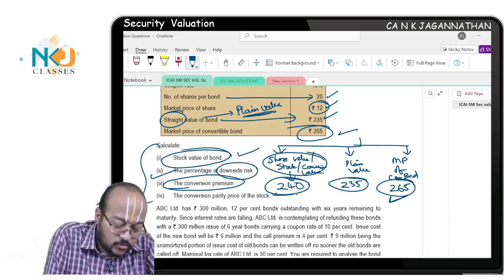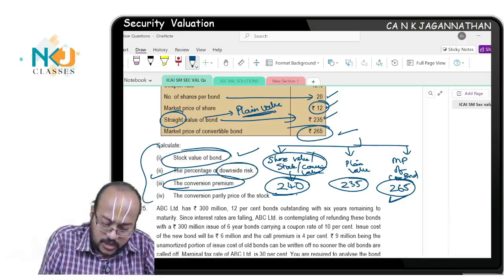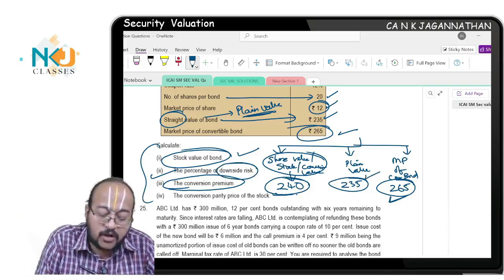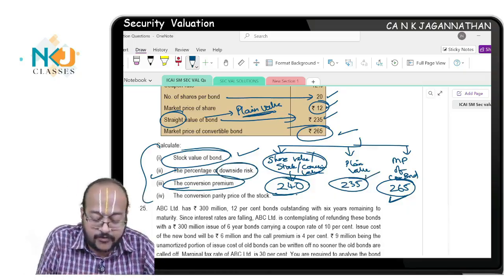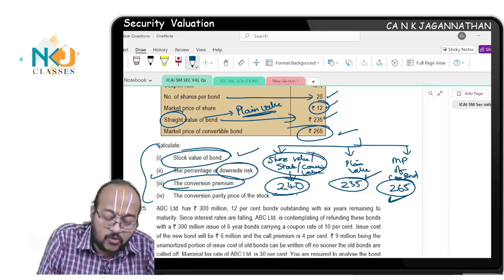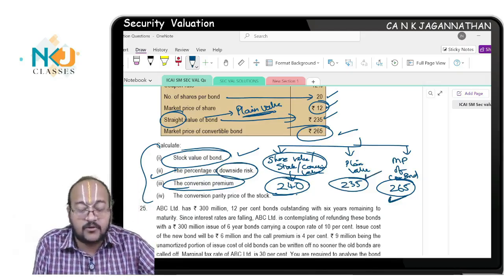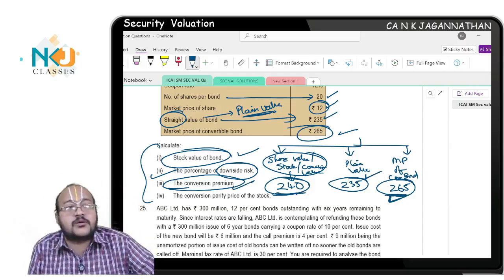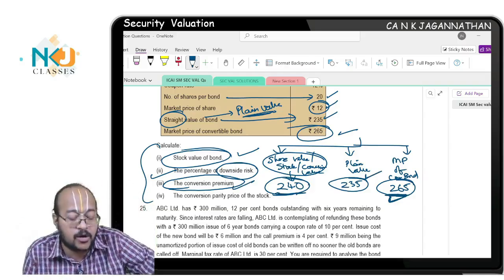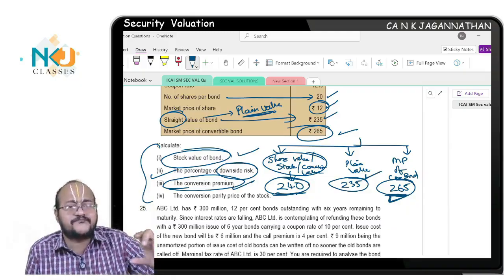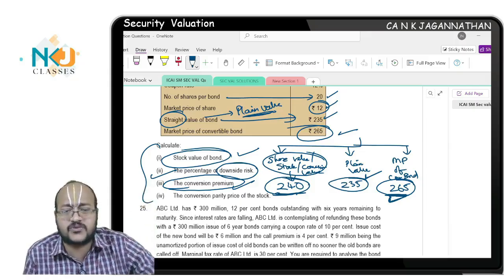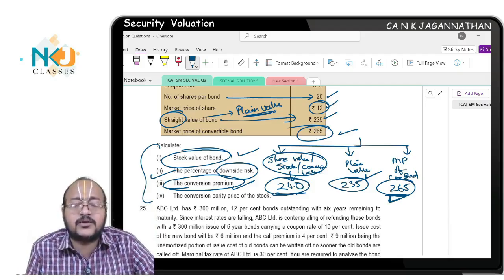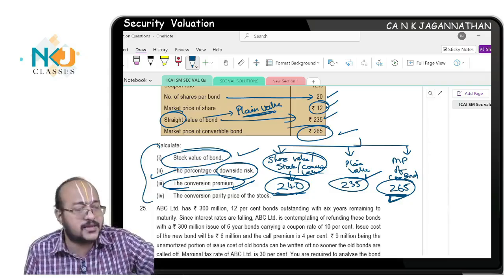Now tell me, children, how do you compute the percentage of downside risk? If the share value gets eroded, the bond value will be equivalent to its plain value. From 265, it may drop down to 235. For computing conversion premium, you compare the conversion value and market price, but for computing downside risk, you should compare the market price of the convertible bond and the plain value of the bond. Why? Because once the stock price is falling, conversion is not at all feasible and there is no choice of conversion left. The conversion option becomes worthless.